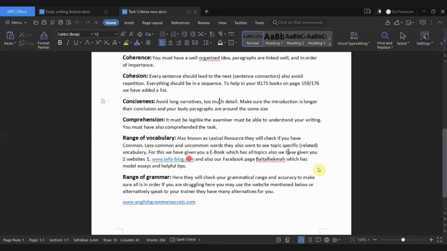Right, that's it. So this is for your range of vocabulary. I've given you two to three activities, suggestions that you can do in order for you to improve quickly in your vocabulary. So, any questions?